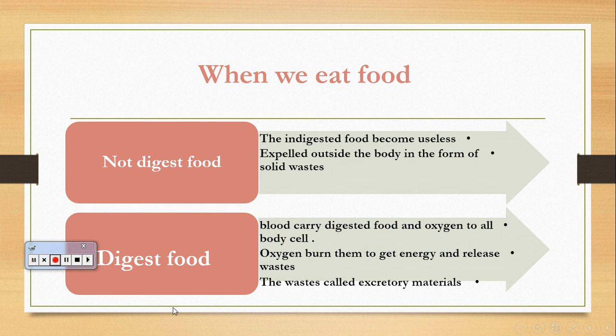So what about digested food? Digested food and oxygen are carried by the blood to all body cells. Then when you breathe, the oxygen burns the food and gives you energy to do all your activities, running, playing, everything. And it releases wastes. The wastes of digested food are called excretory materials. The wastes that come from not digested food are called solid wastes, and the wastes that come from digested food are called excretory materials. Clear?